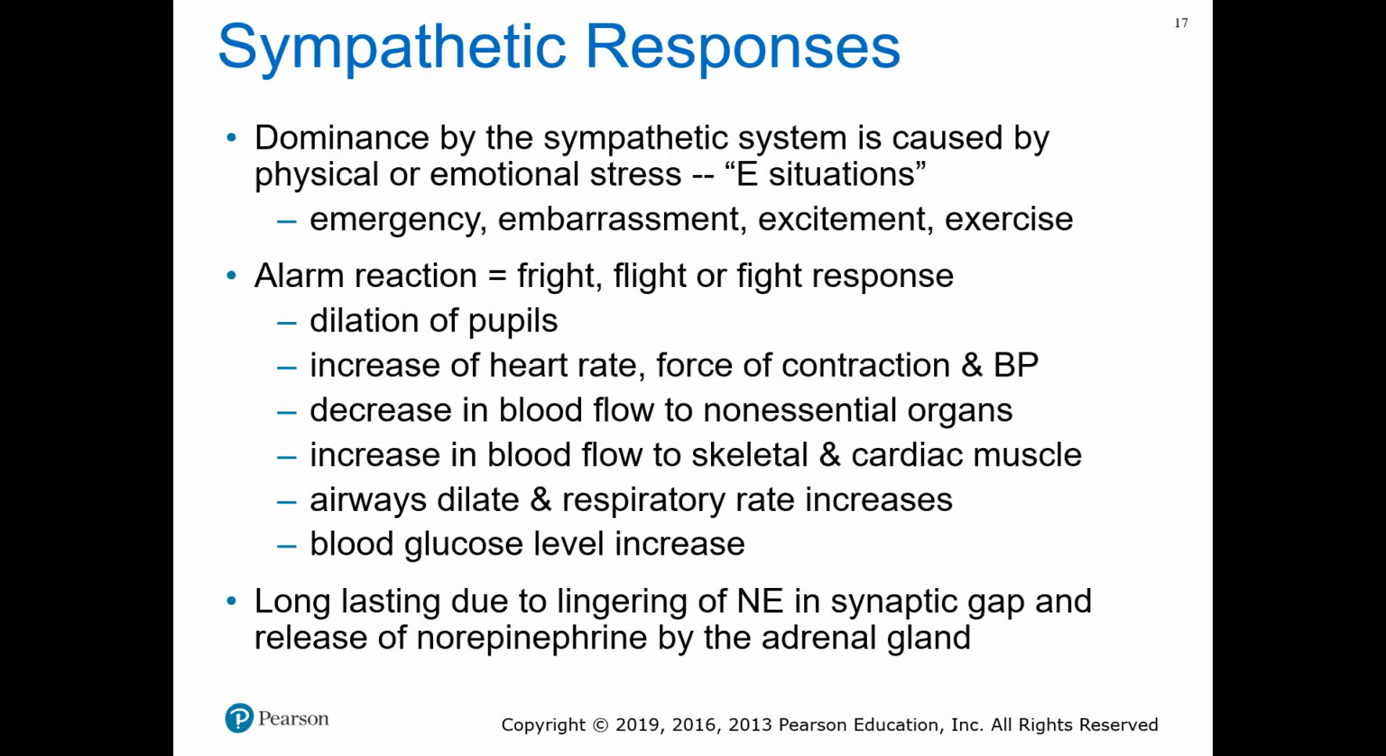In the fight or flight response, the pupils dilate to let in more light so you can see better. Your heart rate goes up. Your blood pressure goes up. The force of the contraction increases, so you're sending more blood and oxygen and nutrients to the appropriate organs. You're reducing the blood flow to your skin. You don't need to worry about your skin. It's reducing the flow to the digestive system and the reproductive system. You don't need to worry about that. You're sending blood to the cardiac muscle and to the skeletal muscle. The airway dilates so you can breathe better. The breathing rate goes up. Blood glucose level goes up; you're getting more glucose out of your liver.